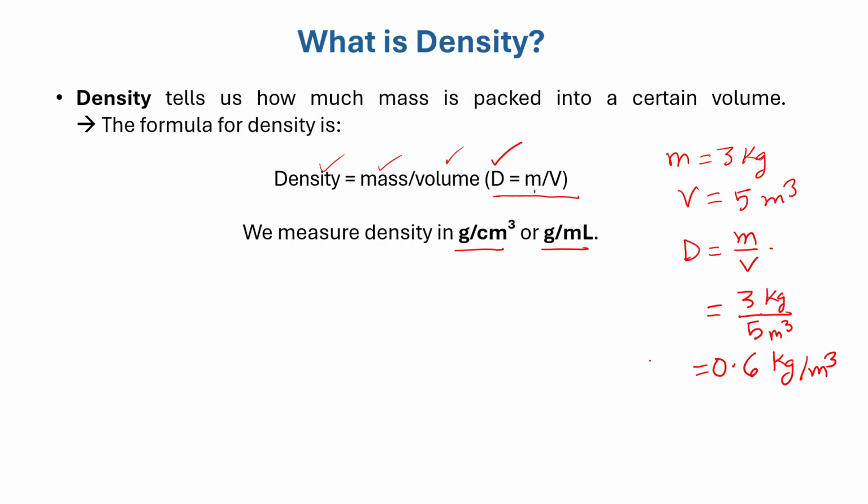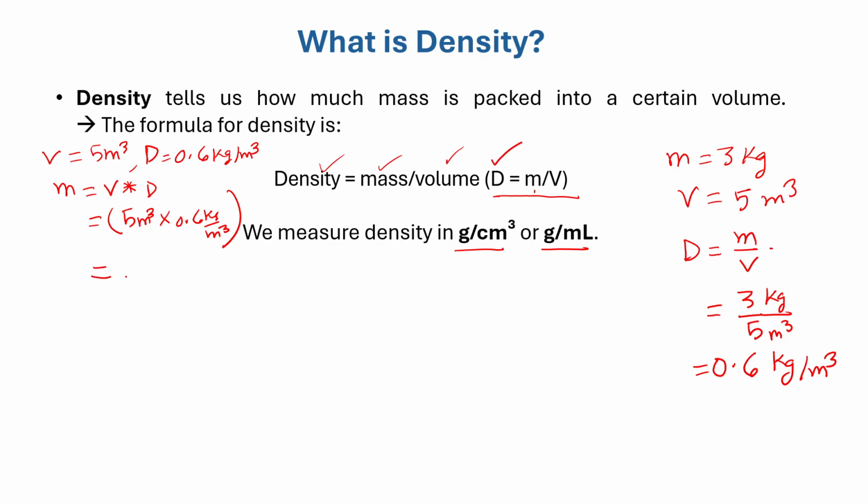And if I give you volume 5 meter cube, and if I give you density D is equal to, suppose, 0.6 kilogram per meter cube, you should be able to calculate mass, because mass is equal to volume multiplied by density. So this 5 meter cube being multiplied with 0.6 kilogram per meter cube should give you the mass of 3 kilograms.